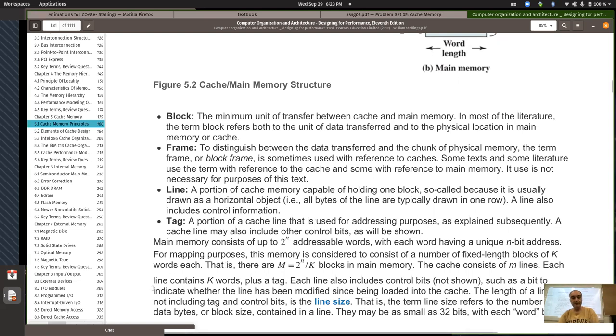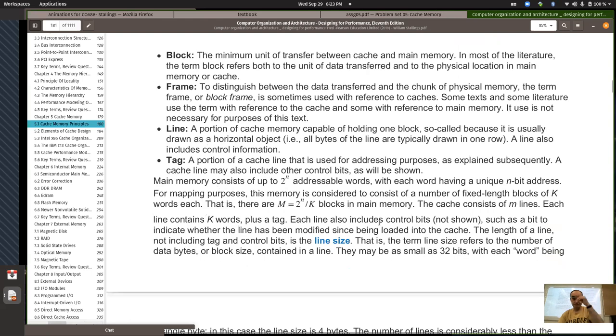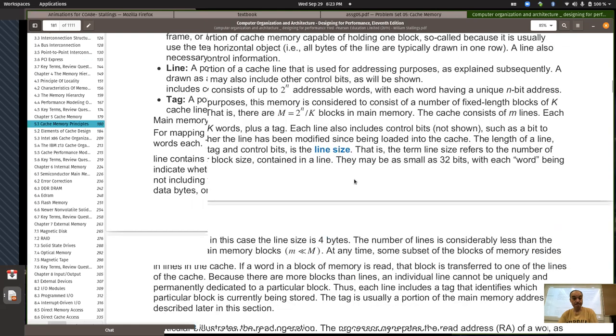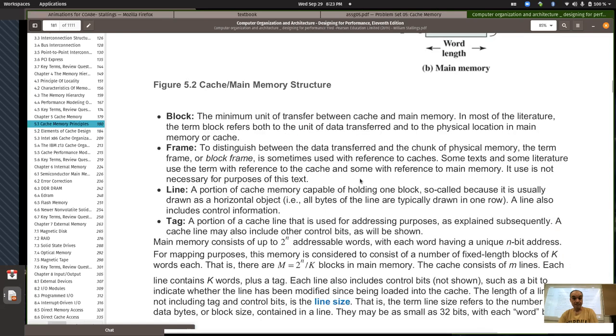If you know those numbers, you can answer all these kinds of questions, like how the mappings will work and things like that.